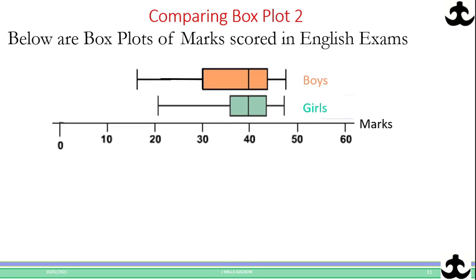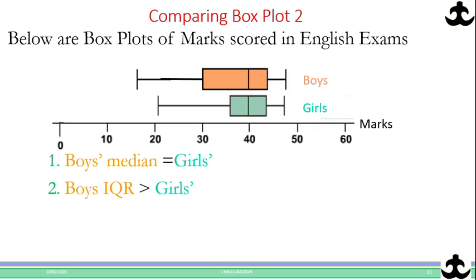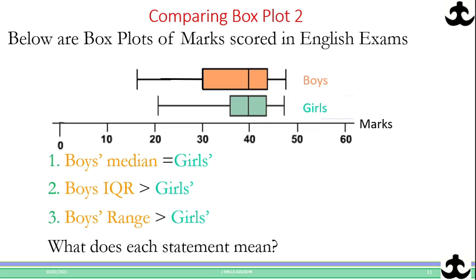Now let's look at a situation where we have both medians the same. So here you see boys' median the same as girls', interquartile range for boys bigger than girls', and range for boys bigger than girls'. Now here, because the medians are the same, on average they seem to be scoring the same marks. Now that's one of the reasons why we might need to use the interquartile range.